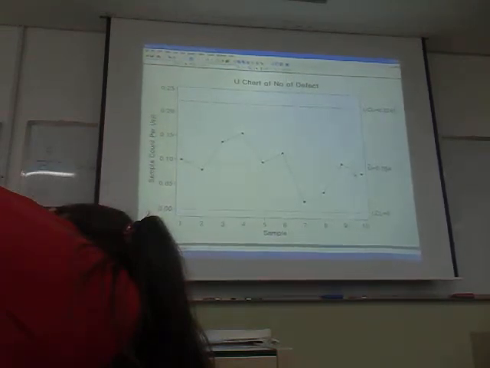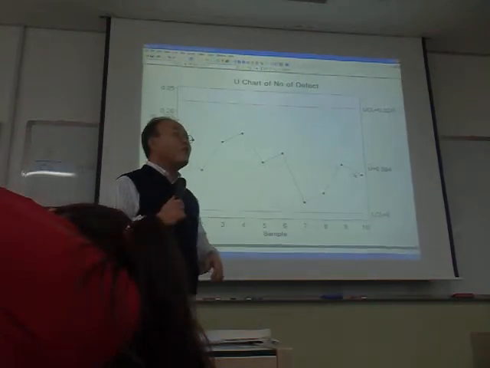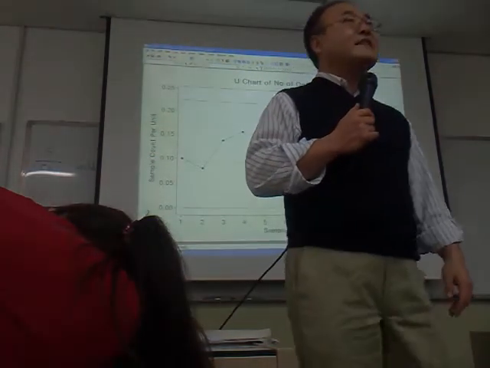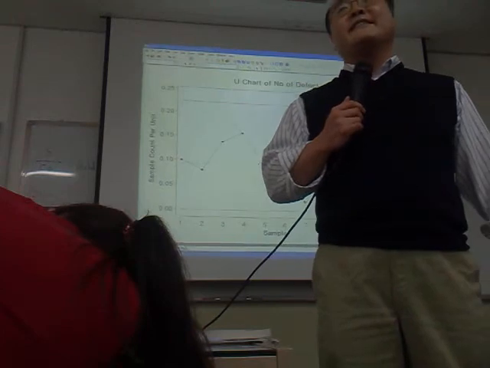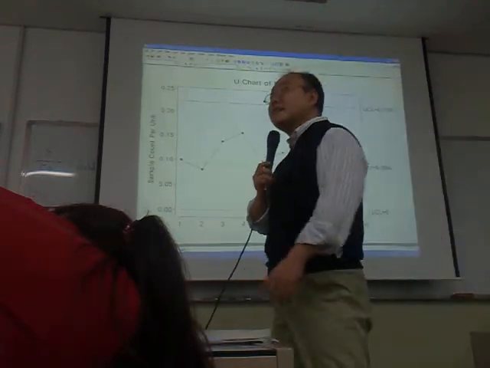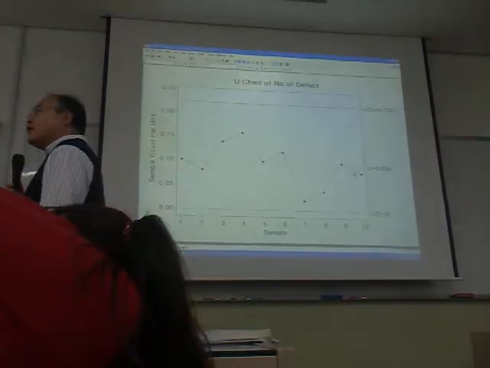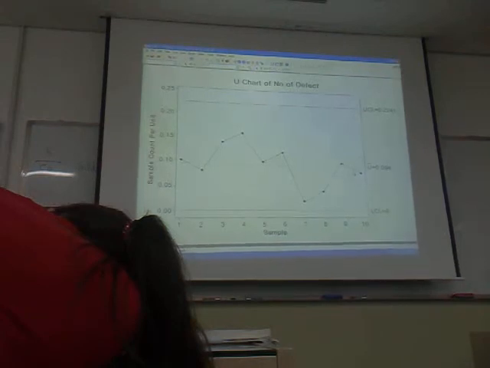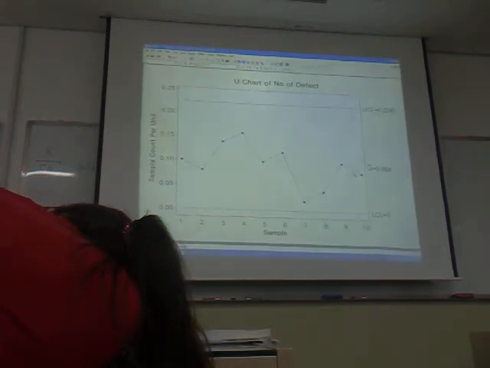Okay. Until now, this is for the control chart. This is the Control of the Six Sigma, during the DMAIC.